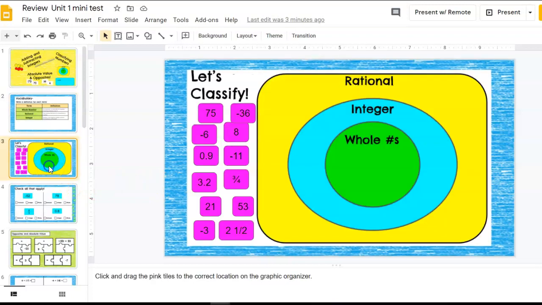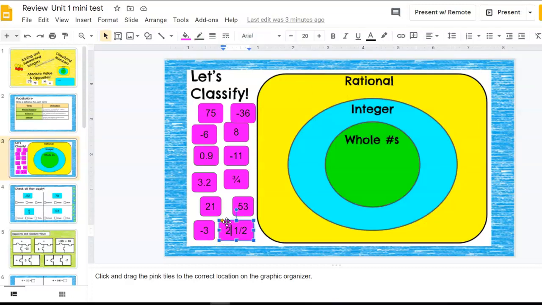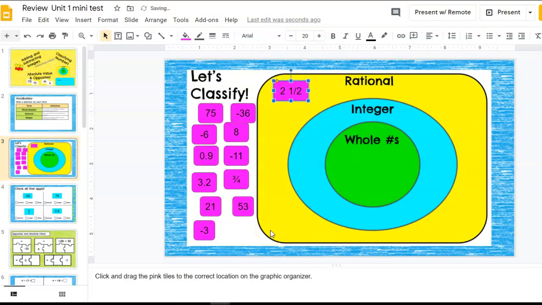Let's look at slide 3. You're going to take and drag the numbers into the correct spot. Remember, whole numbers cannot have fractions or decimals. Integers cannot have fractions or decimals. Whole numbers cannot have negatives. Rational numbers are your fraction numbers. So let's look at that first. Here's 2.5. I'm going to click on 2.5 because that is rational, and I'm going to drag it to the rational.